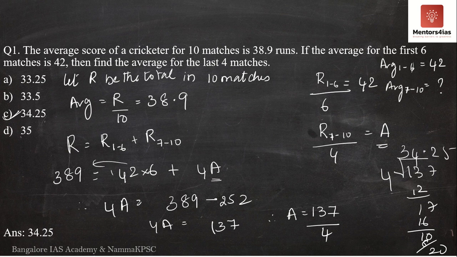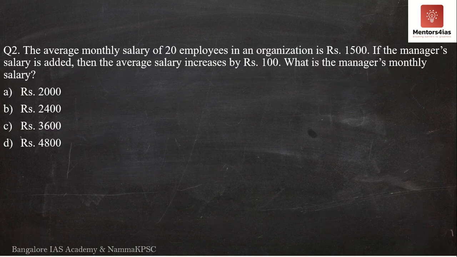The average for the last four matches is 34.25. Now, next question, question number 2. The second question says, the average monthly salary of 20 employees in an organization is 1500. If the manager's salary is added, then the average salary increases by rupees 100. What is the manager's monthly salary? So we have to determine the monthly salary of the manager.